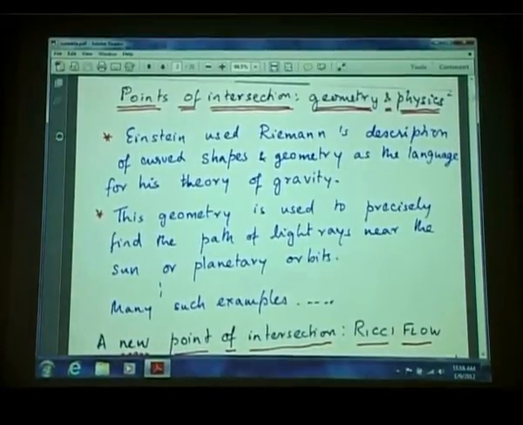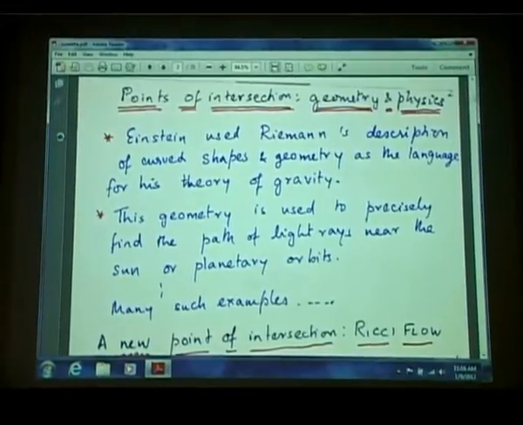Most of you have probably heard about it. Einstein used Riemann's description of curved shapes in geometry as the language for his theory of gravity. And the details of this geometric language are really very important for applications. In fact, if you want to precisely measure the path of light rays near the sun, or calculate the precise trajectory of planetary orbits, Kepler's laws are not enough. You need to actually use this geometric language. Even the GPS system which tracks objects on the Earth uses this geometric language.